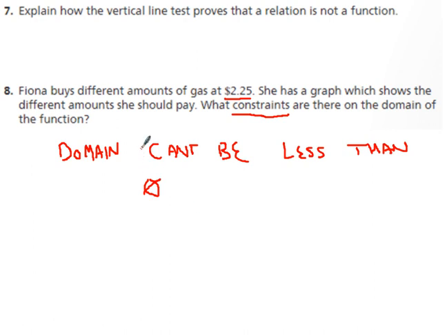And after that, she can buy as much gas as she wants to. She can buy 1.5 gallons of gas, 1.25. So all the real numbers in between each whole number still count, but it just can't be a negative number, because it's impossible to buy a negative amount of gas. So that would be a constraint to the domain.